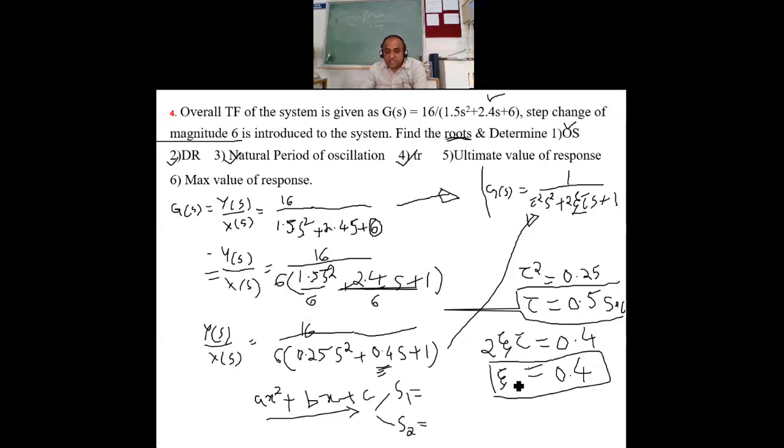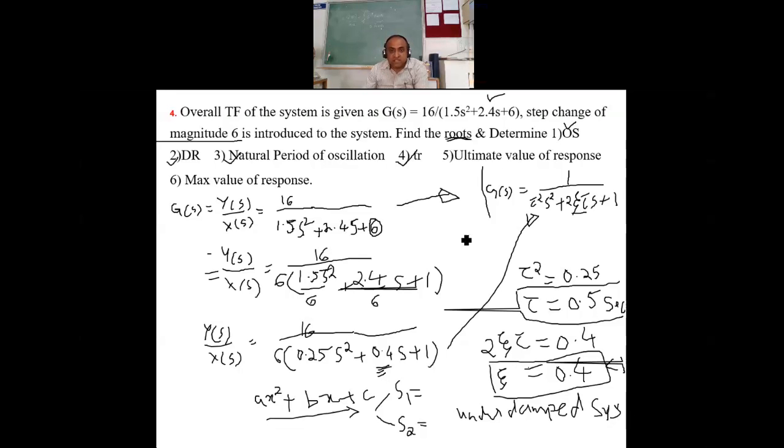Now if you see this xi term, that's a damping parameter. Your xi is less than 1. So I can say it is an underdamped system. Please, you have to mention that it's an underdamped system.